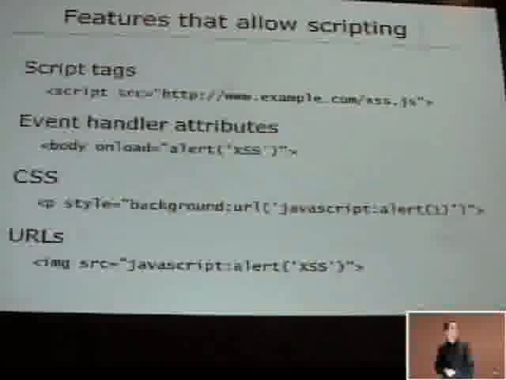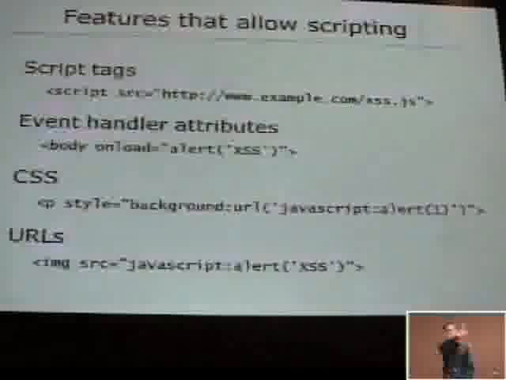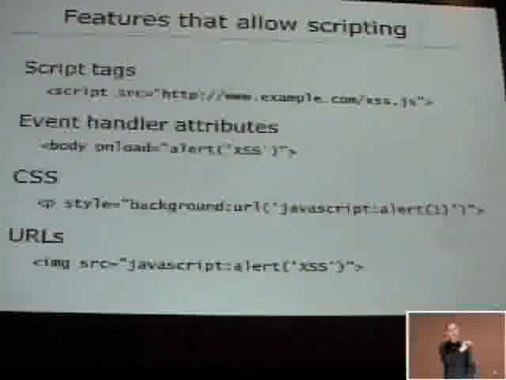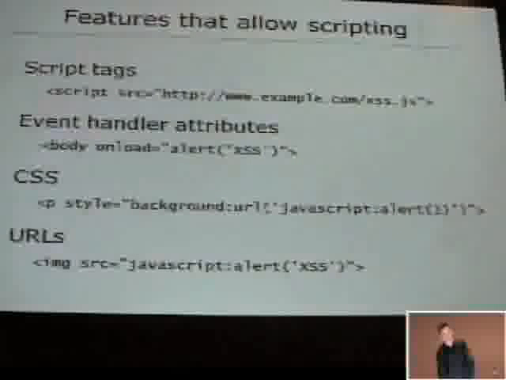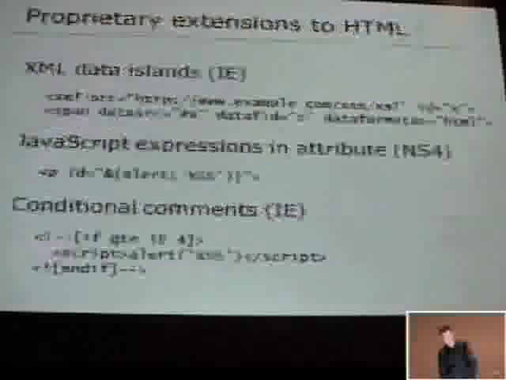And finally, you can use URLs. If you use a javascript: URL in an image source. I think Firefox and IE fixed that, so you can no longer do it with images, but you can do it with other types of elements. So all of these things are features that you need to take care of in your filter. You need to be aware of their existence. And these are the simple ones because they're standard. Anybody who knows HTML would probably be familiar with them.